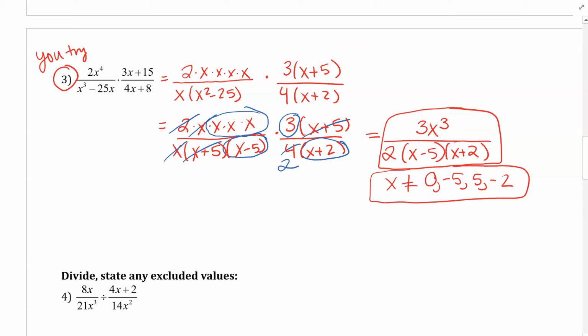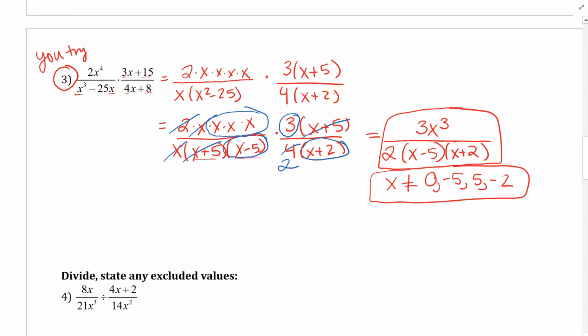With number 3, what we notice is that there's 4 factors of x in the numerator of that first fraction. You don't have to write them all out, but you do need to be aware that there are 4 full factors of x. In the denominator, there's actually a GCF of x. So there was also one single factor of x in the denominator, and when you factor it out, it leaves you with the difference of squares, x squared minus 25, which then factors further into x plus 5, x minus 5. And then on the second fraction, you can take out a 3 from the numerator, and it leaves you with 3, and then the quantity x plus 5. And then you can factor a 4 from the denominator, which leaves you with 4, and then the quantity x plus 2.